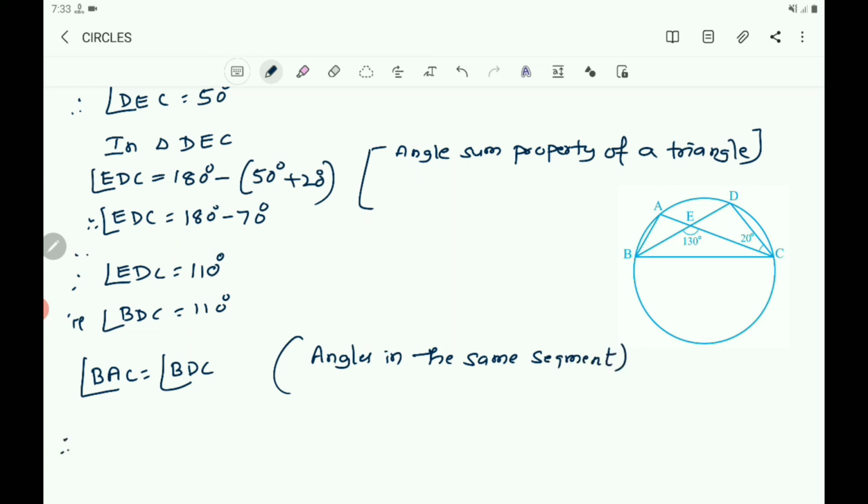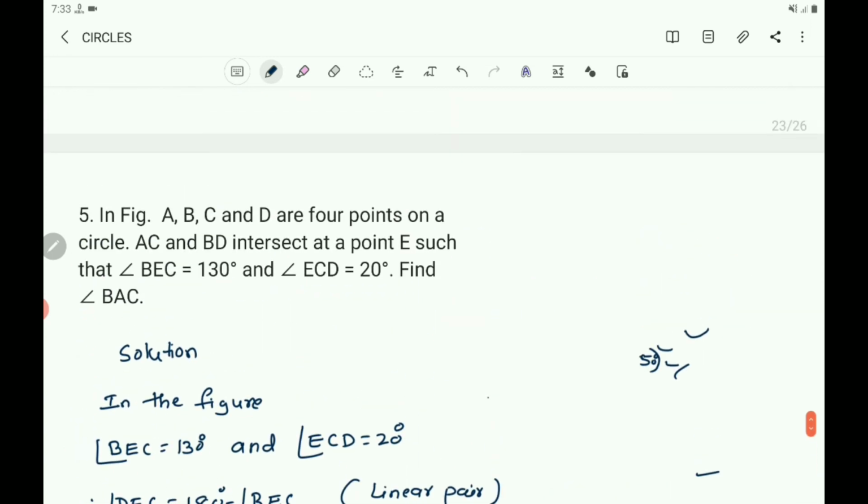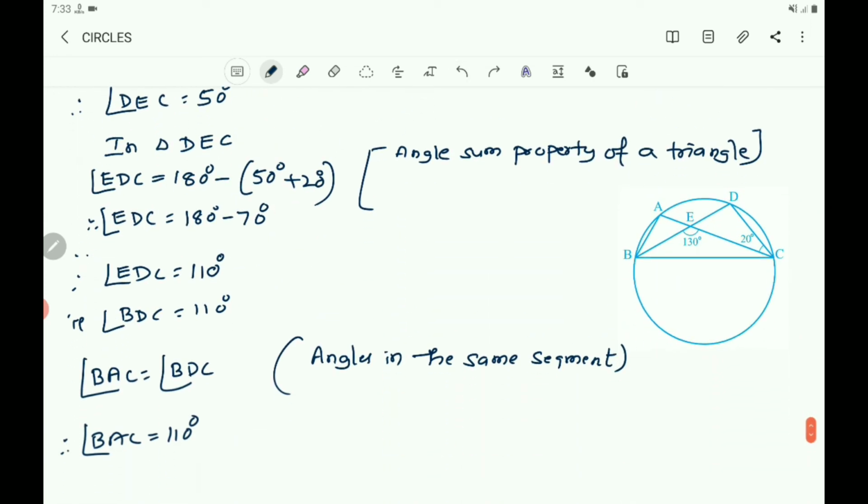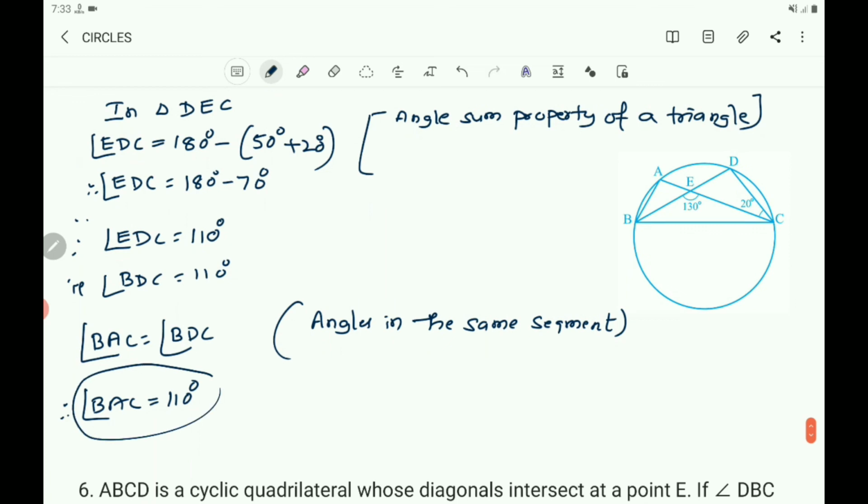Therefore you write angle BAC is also equal to how much? 110 degree. In the question we have to find out angle BAC, and we got the measurement of the angle BAC, that is how much? 110 degree.